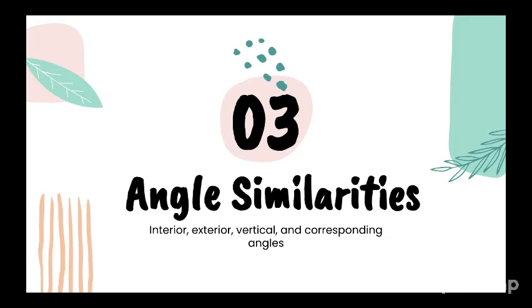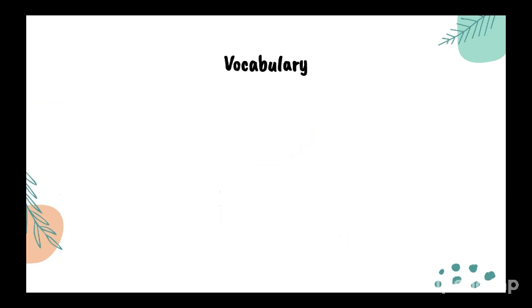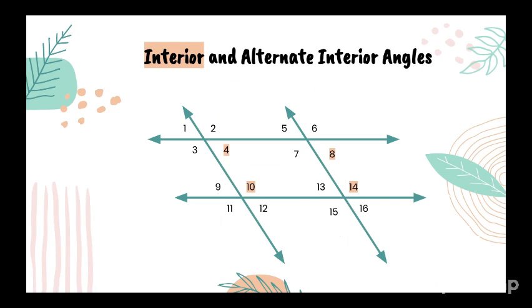Okay, and next we're going to be talking about angle relationships with interior and exterior, vertical, and corresponding angles. And these are going to be some new vocab words for you guys. So, an example of interior angles, and they're fairly similar to each other. There are some key differences that set them apart.